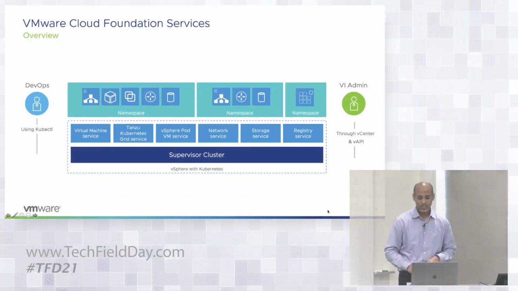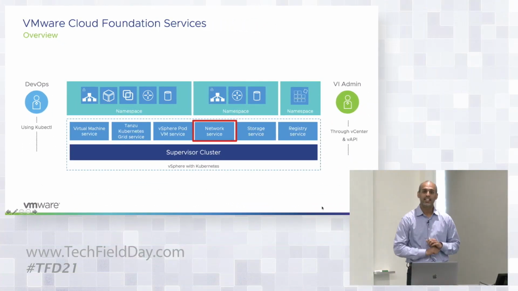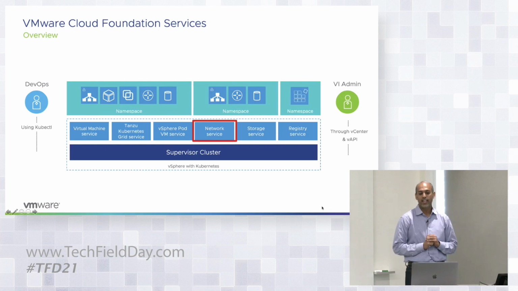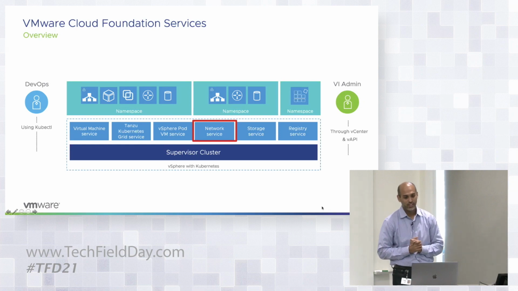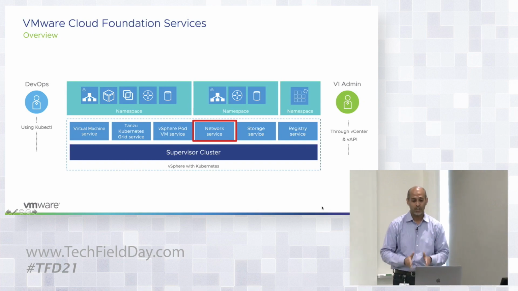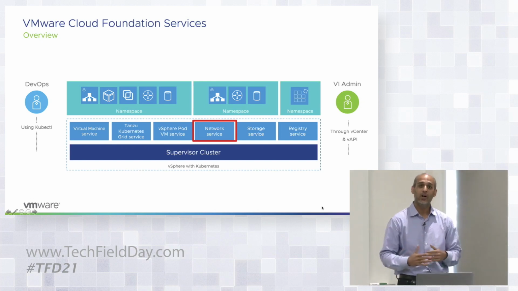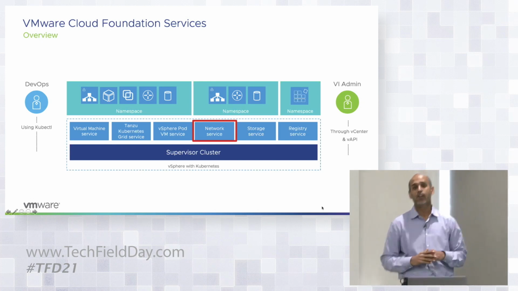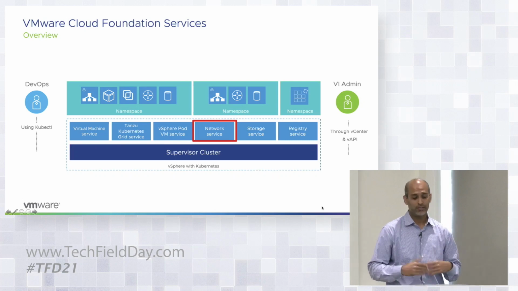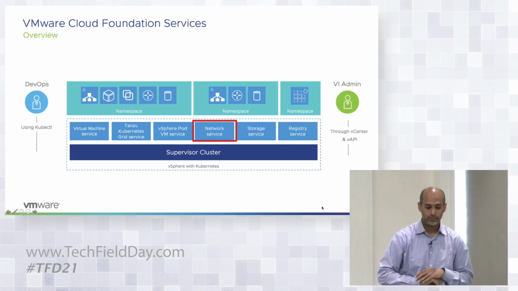But for this segment, what we are trying to cover is the networking service. As you see, vSphere 7 with Kubernetes, VMware Cloud Foundation Service is made up of a lot of self-service entities. There is a virtual machine service, there is a Tanzu Kubernetes service, vSphere pod service. But for this discussion, I'm going to focus on network service and how NSX is driving all that self-service model for networking of these workloads when they're deployed.